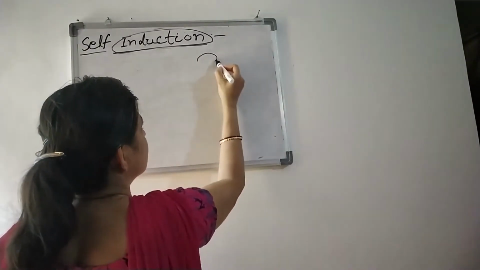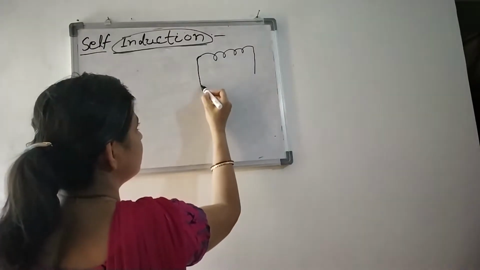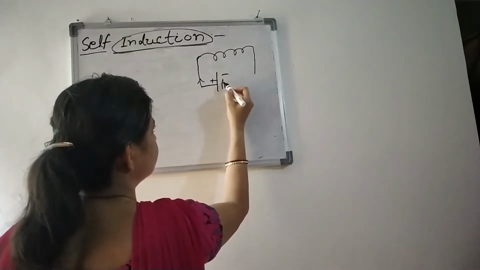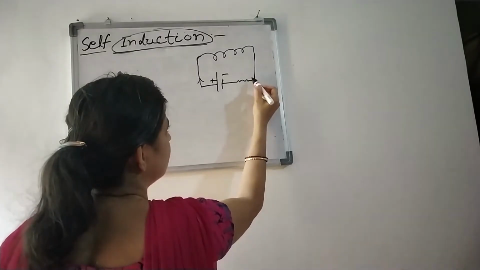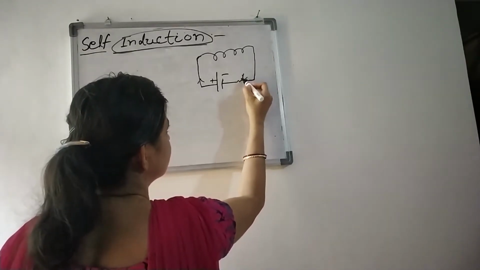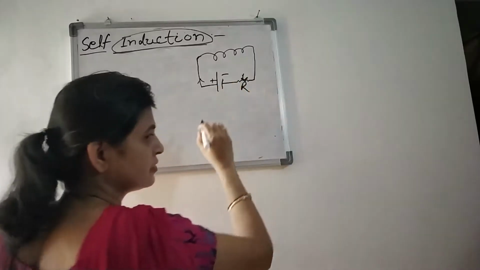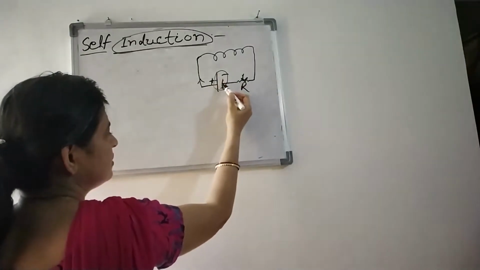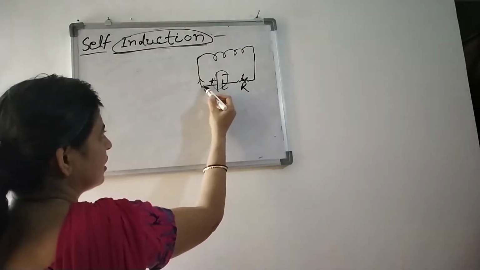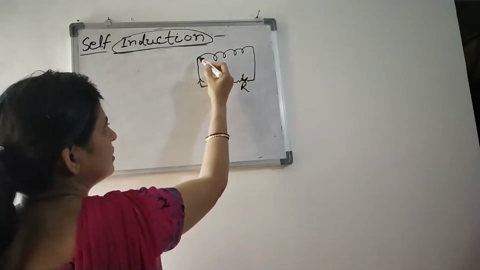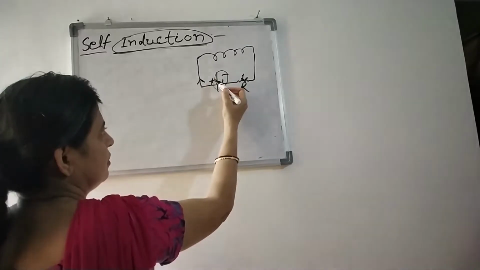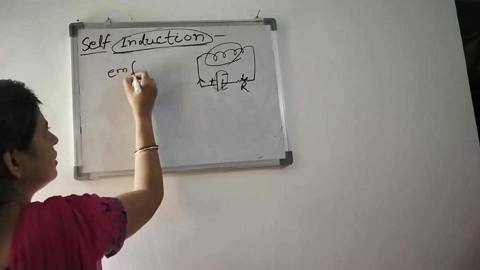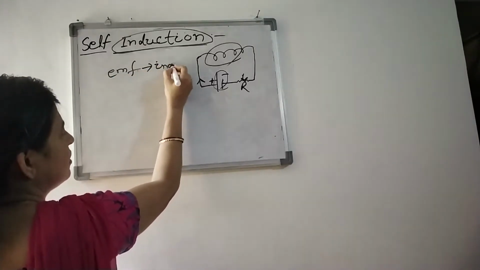Suppose there is a coil which is connected to a battery. This is the positive terminal and this is the negative terminal. And a variable resistor is connected in the circuit. Now, the battery is connected in the circuit, so the current is continuously changing in the coil. As a result, an EMF will be induced in the same coil.